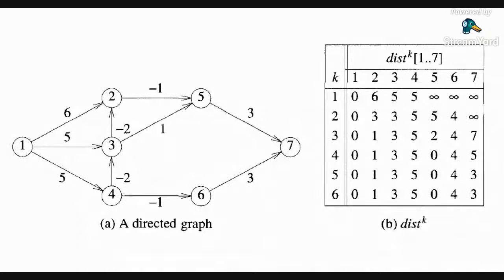Okay, then 1 to 4. Here you can note that 1 to 4 is initially 5, and if you consider at most two edges, then also it will remain 5 because there is no such path present, considered by two edges, whose cost is less than 5. So it will remain 5 only.